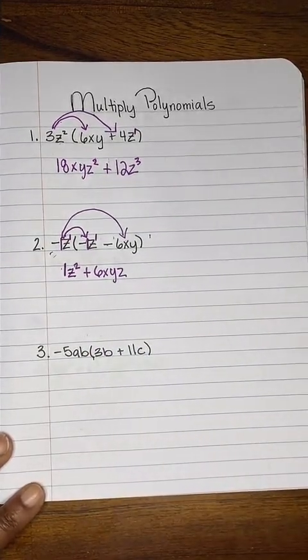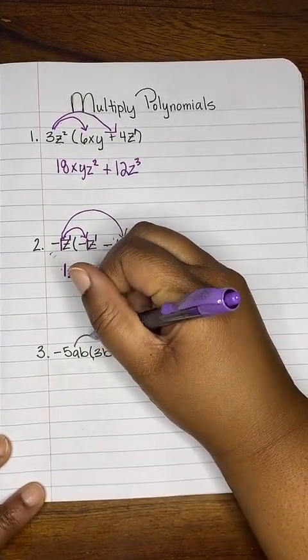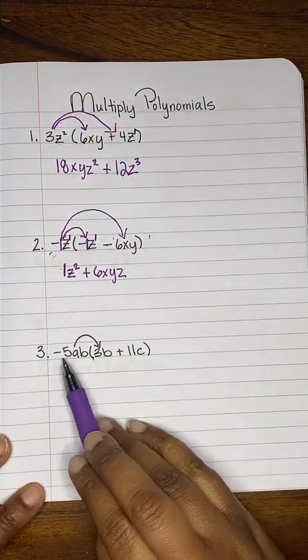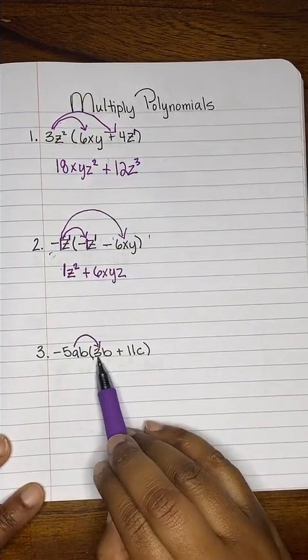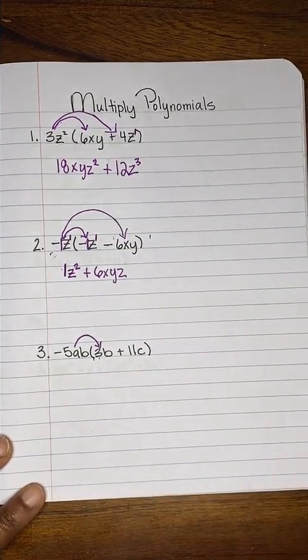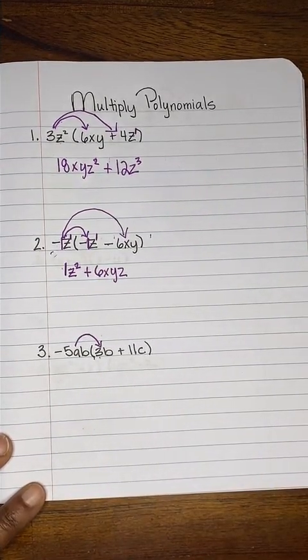All right, so let's jump on this one. We have this times this. Remember, we're doing -5 times 3. What's -5 times 3, you guys? Thank you, Yana.